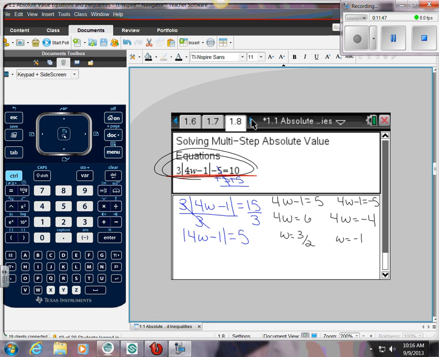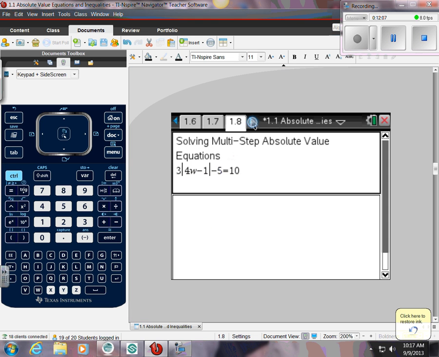What do I check into? Am I drilling that into your brains yet? Right there. That's what you're checking into. Do they both work? They do. Okay, so -1 and 3 halves are your solutions. We're feeling okay? You ready to try another one? You don't really have a choice. We're going to try another one anyways.